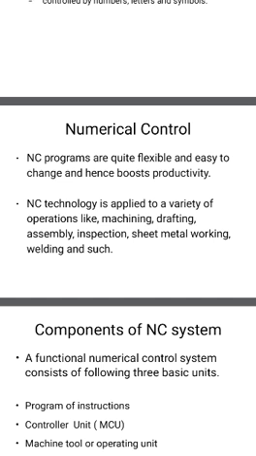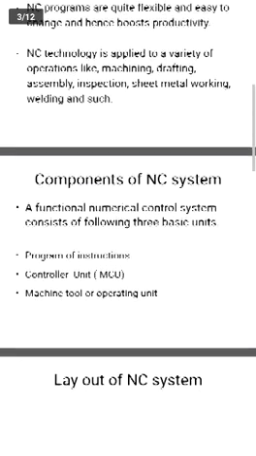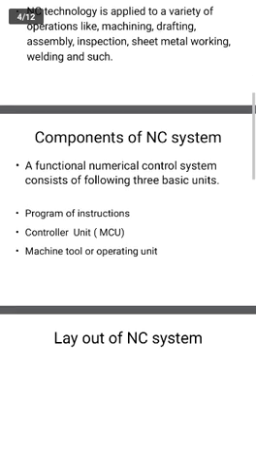Next, we see about components of NC machines. So what are the components the NC machine is having? A functional numerical control system consists of three basic parts. First one is program of instruction. Next one is control unit, also called MCU. MCU means machine control unit. Next one, machine tool or operating unit. So NC system contains three parts: program of instruction, control unit, and machine tool.